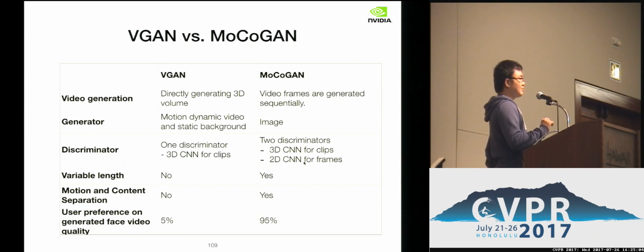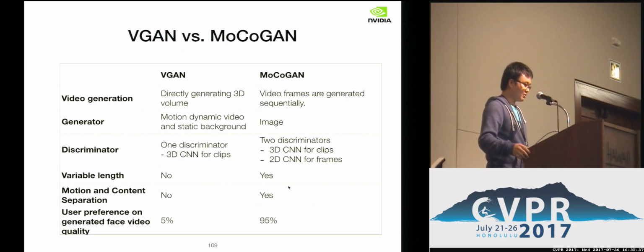And in VGAN, it always maps a latent code to a fixed size video clip. But for MoCoGAN, you can keep running the recurrent neural network, so you can generate dynamic, variable length video clips. And in MoCoGAN, you can also achieve motion and content separation. We did a user study on face generation and found that MoCoGAN generates much better looking faces compared to VGAN. And I think this is partly because we are using an image generation model, which has a better architecture and well understood performance.